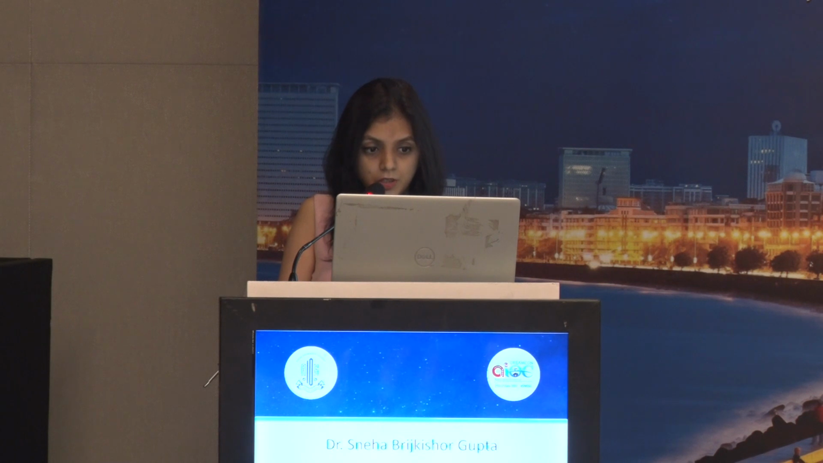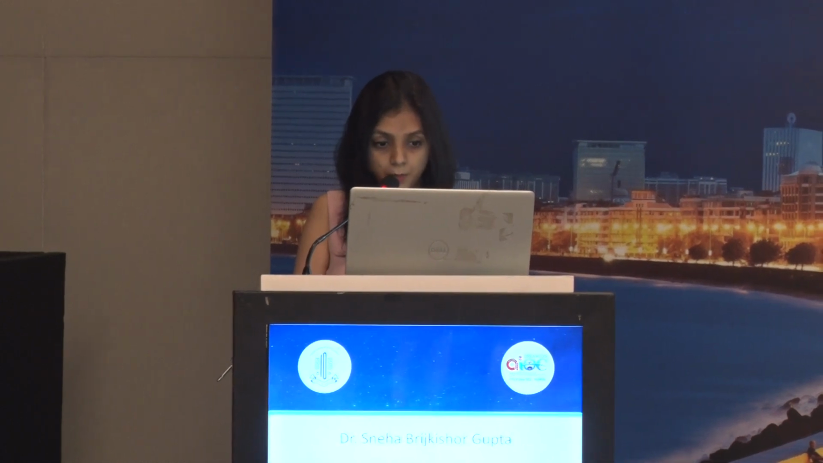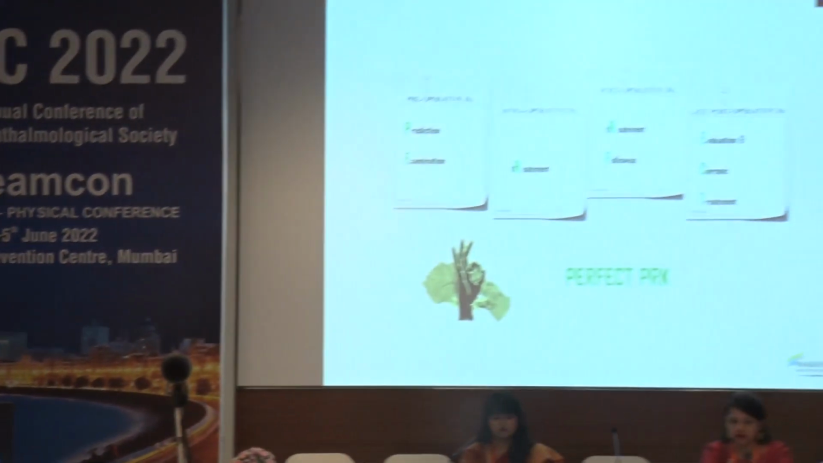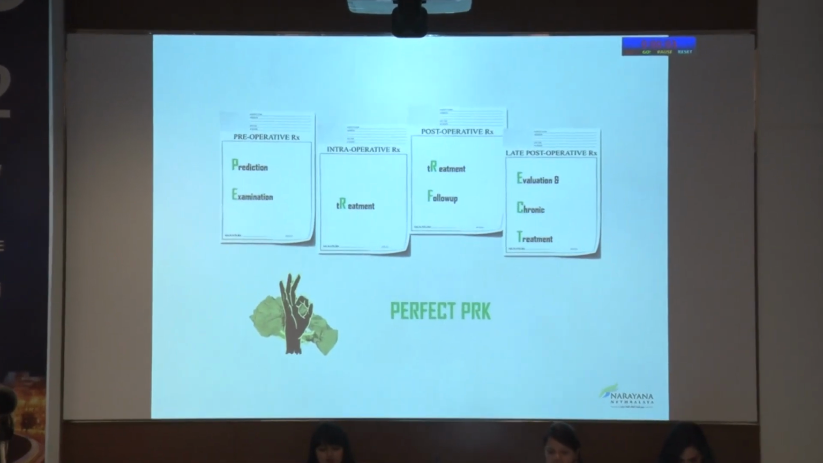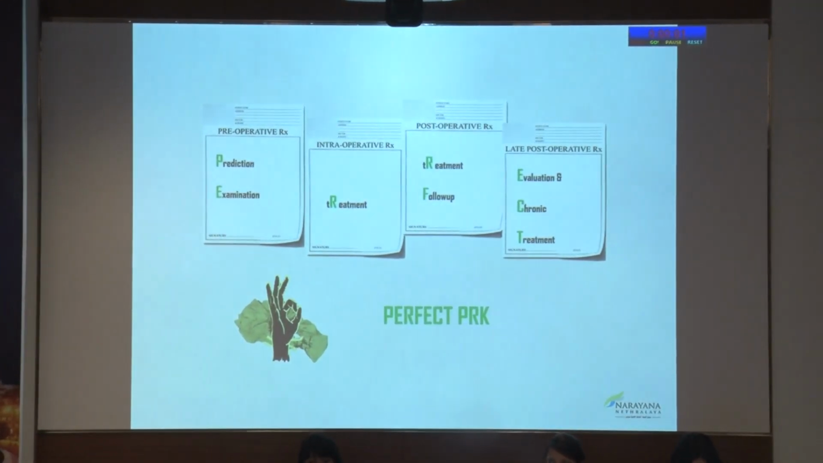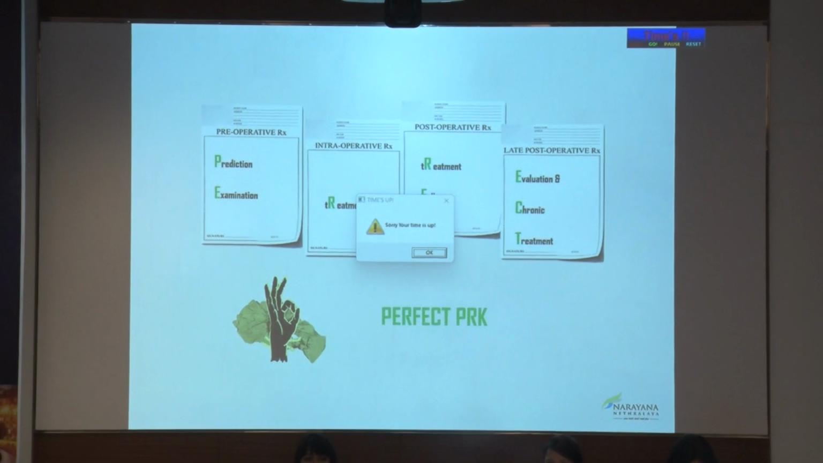So this prediction, examination, intraoperative treatment, post-operative treatment and follow-up, evaluation and chronic treatment, that is the perfect PRK protocol, helped us in managing PRK and improving the outcomes post-PRK surgery, reducing the incidence of haze. Thank you.